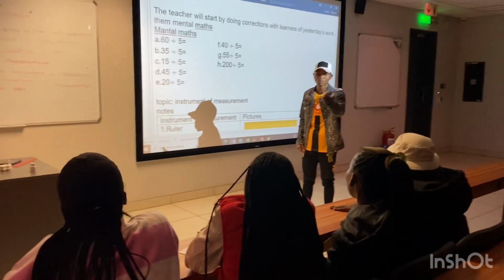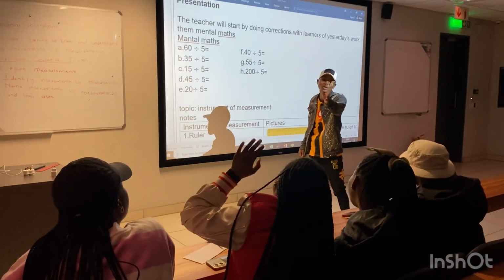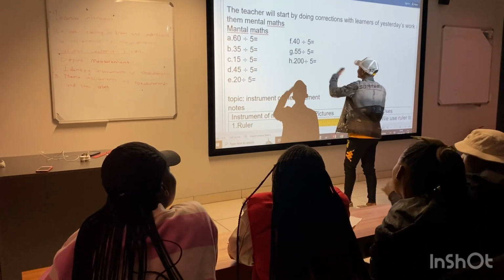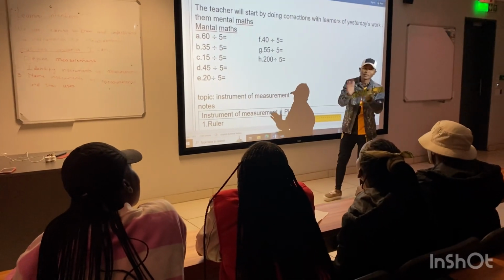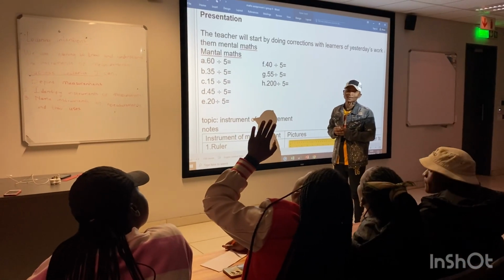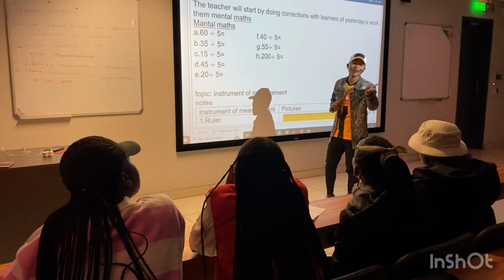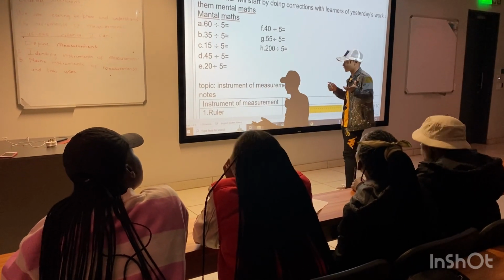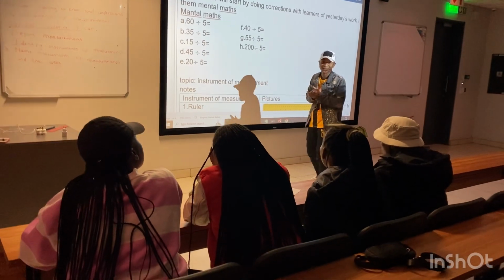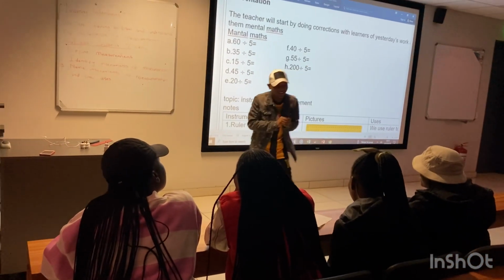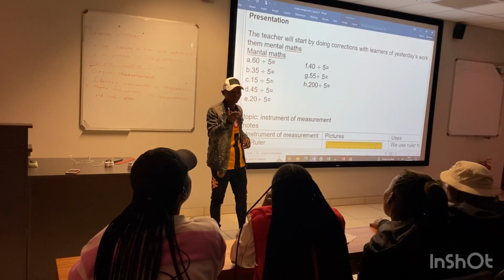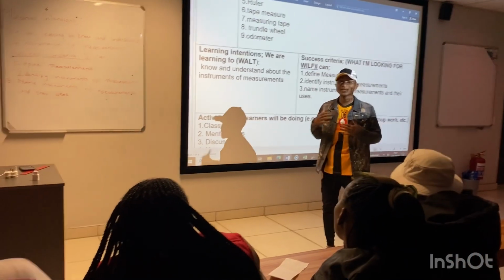No, so let's correct. It's 8. And number G says 55 divided by 5. It's 11, right? So number H, the last one, 200 divided by 5. Call out the answer. Yes, 40. Okay, we are done with our mental math, right?